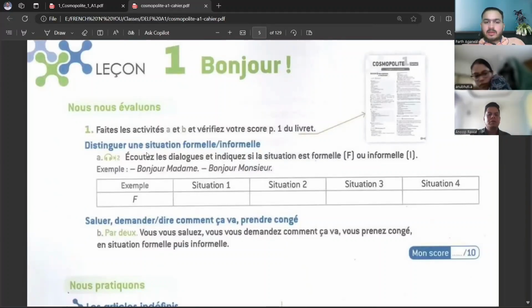So, distinguer une situation formelle ou informelle. That means distinguish a situation, formal or informal. So you will hear some dialogues, I mean, multiple situations, 4 or 5 situations, and you have to mention for each situation whether that situation is formal or informal. So, firstly, they will speak an example, and it is formal. So F for formal, I for informal.